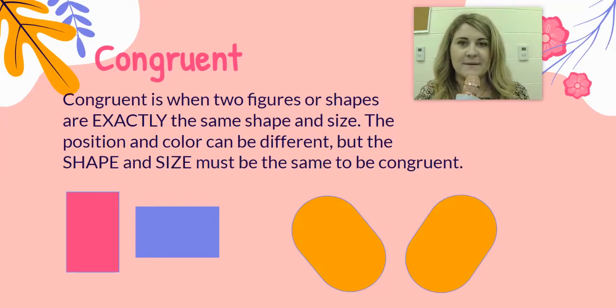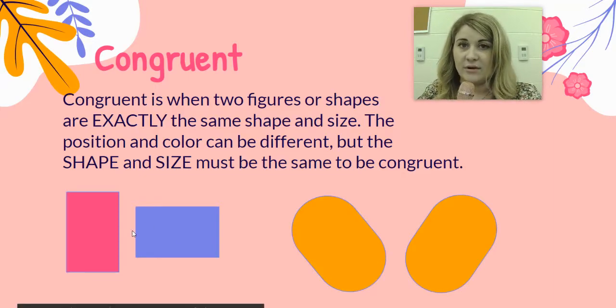The color of the shapes doesn't matter. The position of the shape doesn't matter. What matters is if it is the same size and the same shape. So first we have to double check, make sure it's the same shape. Then we have to make sure it's the same size. So these are examples of congruent shapes.